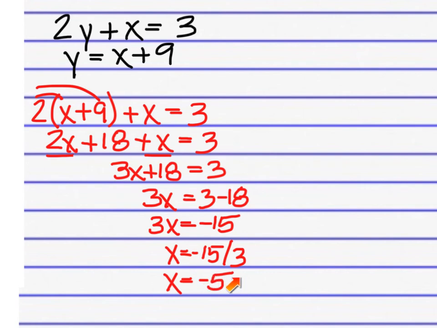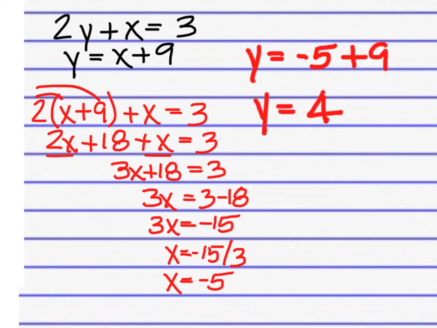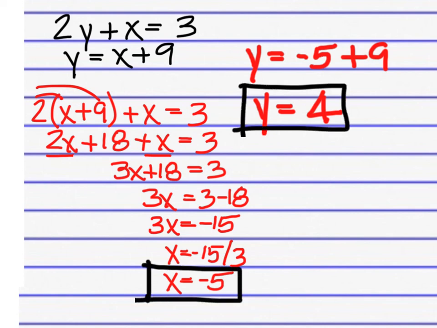We can put this negative 5 back in here or here. It makes no difference. I'll put it here. Y equals a negative 5 plus 9. That is a positive 4. So x is negative 5, y is positive 4. Your answer is negative 5, 4.